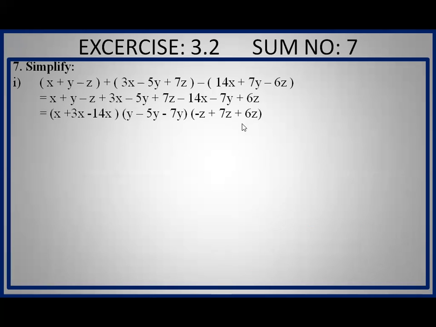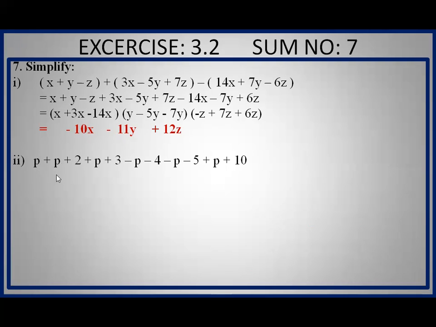Now group all the terms together, x terms together, y terms together and z terms together. So 1 plus 3 is 4, 4 minus 14 is minus 10x. 1 minus 5 is minus 4, minus 4 and minus 7 is minus 11y. Minus 1 plus 7 is plus 6, plus 6 plus 6 is plus 12z. So add the numerical coefficients.